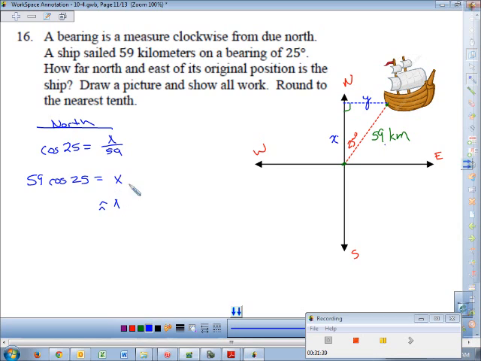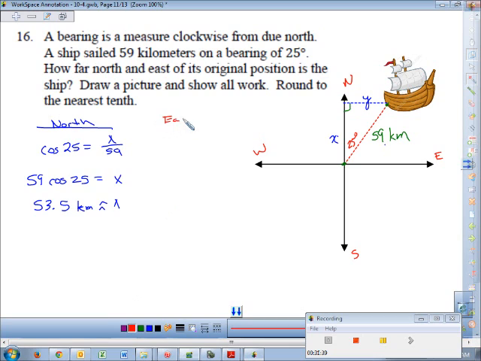Should it be more or less than 59? It's got to be less. That's the hypotenuse. 53 to the nearest tenth? 53.5? Label? Kilometers. That was how far north it has traveled. Cool. Now east.